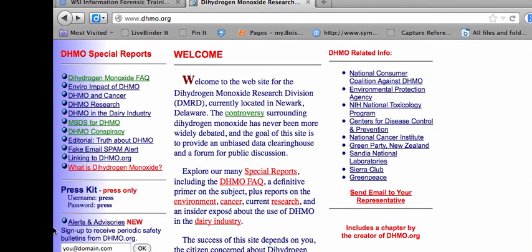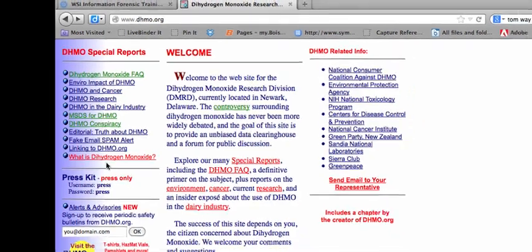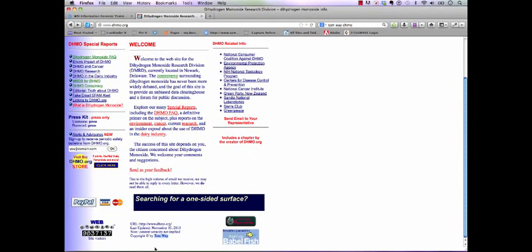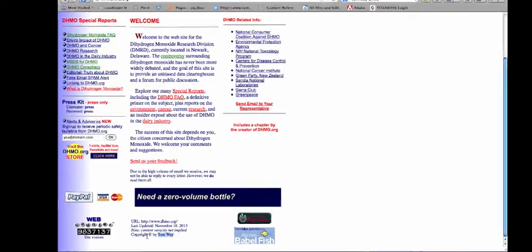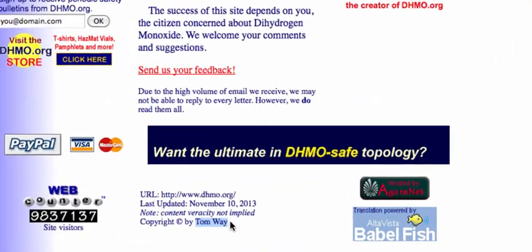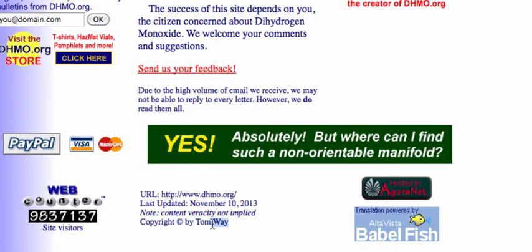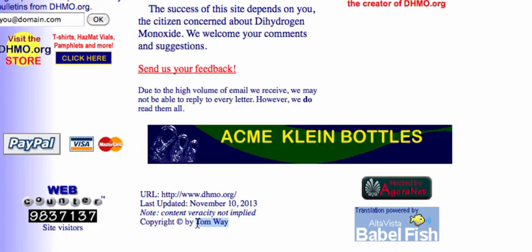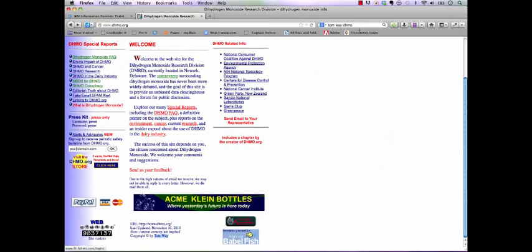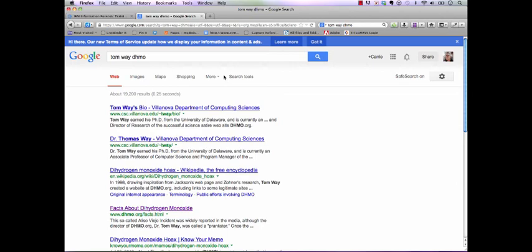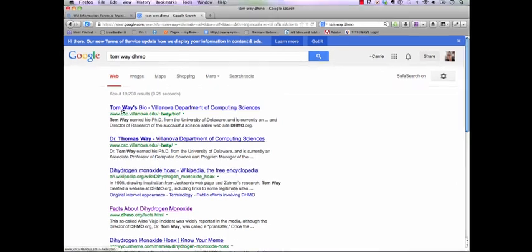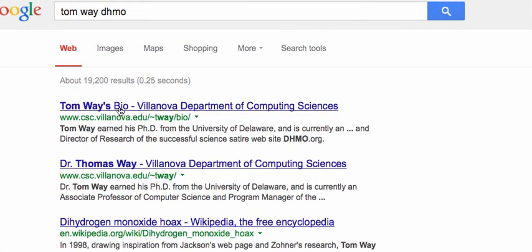But I'm looking for the author information, and right now I can see that there is no About Us information here. Down at the bottom of the page, over here, it has copyright, and it has Tom Way as the author. I'm going to copy Tom Way's name, and I'm going to paste it into my search window along with DHMO and search to see if I can find some more information about this author. Right here is a Tom Way. I want to make sure it's the correct person.